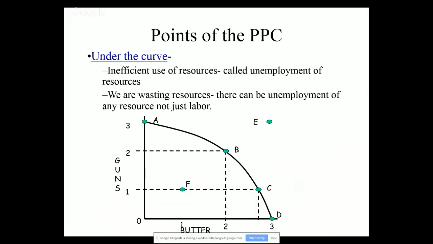The next kind of point that we have is a point that's under the curve, a point like F. This is an inefficient use of resources. This means that we could be producing more. We could be producing at point B, but we are currently producing less than we're able to because we are wasting our resources. This is called unemployment. So when we think of the word unemployment, we always think of labor, and F could certainly be unemployment of labor, but it could also be unemployment of capital goods, meaning that we have the capital goods, we're just not using them.